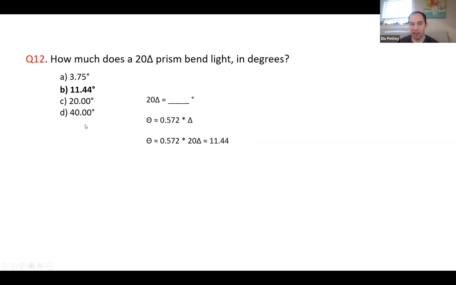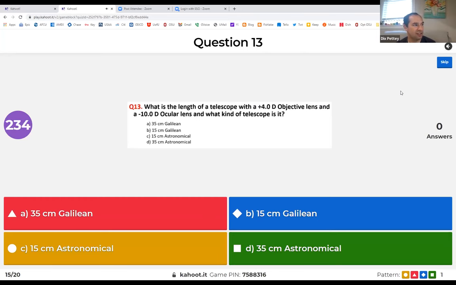Did anybody accidentally get that wrong or just not remember that rule of thumb? Looked like maybe there were a couple that may have got that. Just keep that in your head. Degrees, half the prism, as long as we're under 45. Oops. Next question is starting right now. This is a telescope question now.